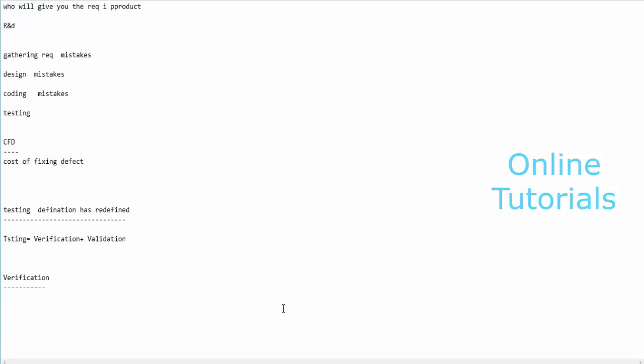What you're saying is right, but verification is not a single-time activity. It is ongoing. The first phase of verification is gathering requirements. After gathering the requirements, we have to cross-check them. Here we are going to review the requirements.